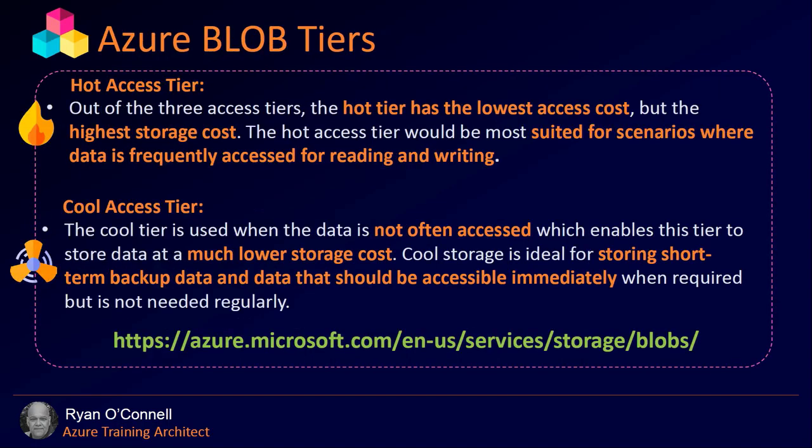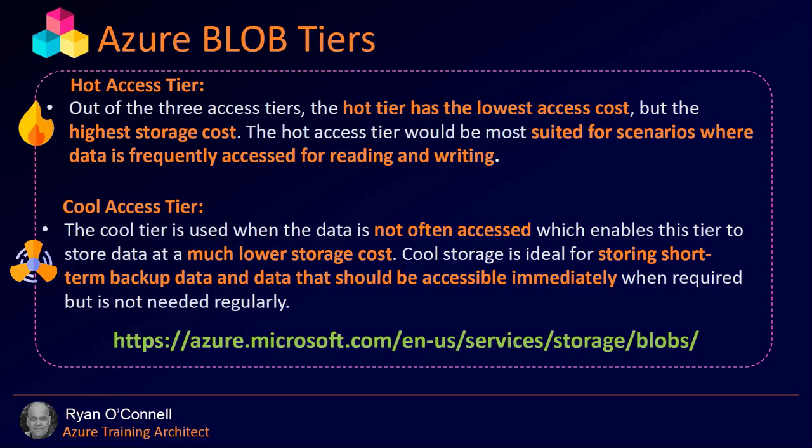The hot access tier, out of the three tiers, has the lowest access cost but the highest storage cost. The hot access tier would be most suited for scenarios where data is frequently accessed for reading and writing, what we would use every day, file sharing and that type of thing.